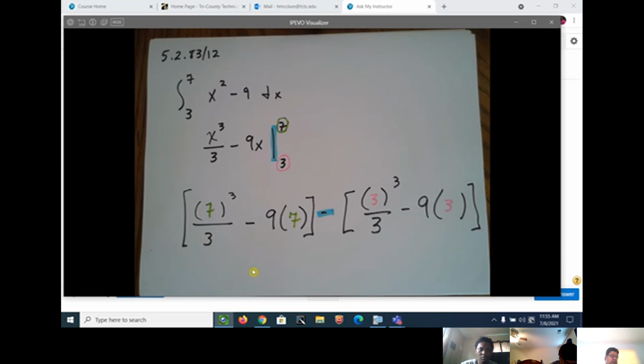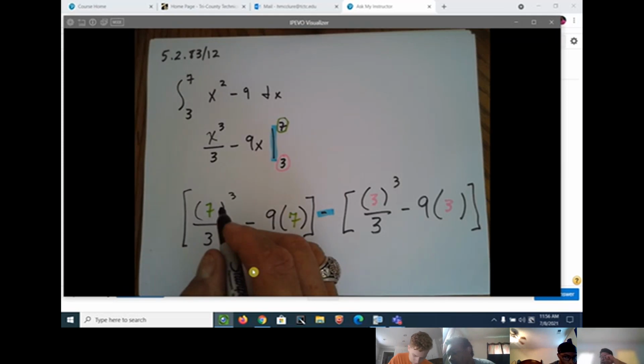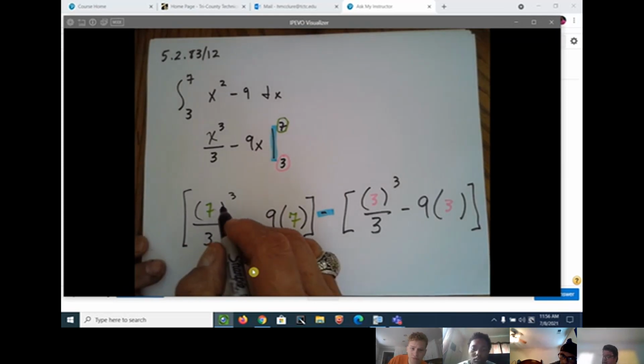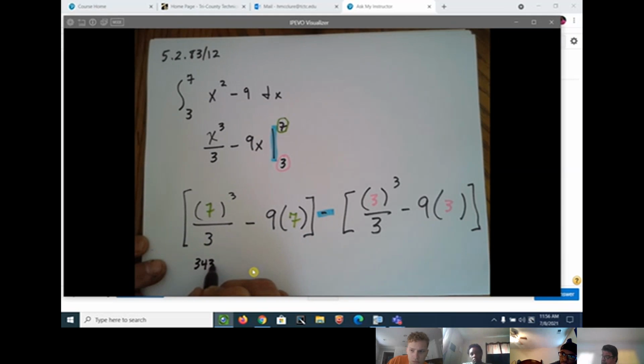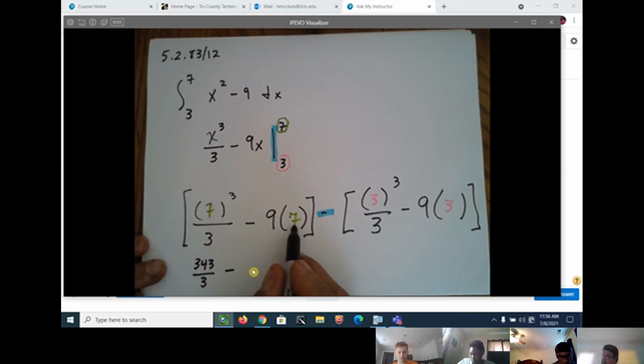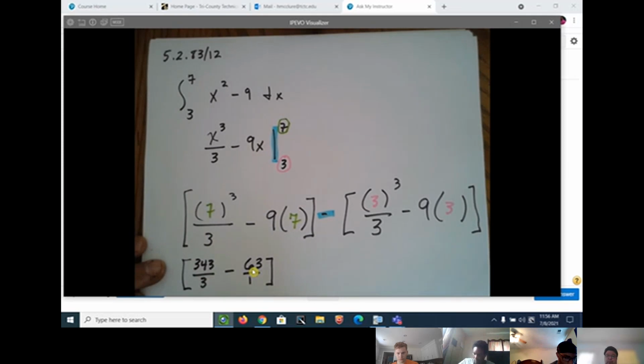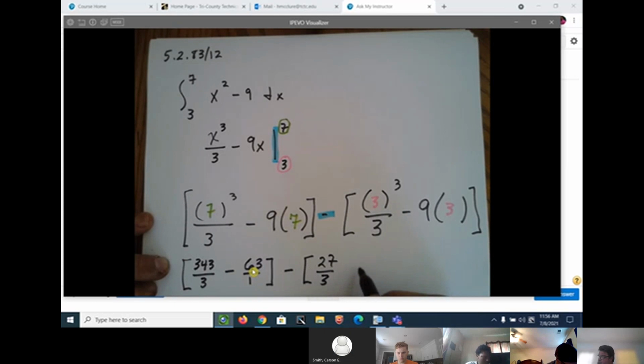Let me see if I did this one. Nope, I don't think so. So let's do the math. 7 to the third power, I guess that's 343, but somebody check me. 343 over 3 minus 9 times 7 is 63. That's 63 over 1, minus 27 over 3 minus 27 over 1.